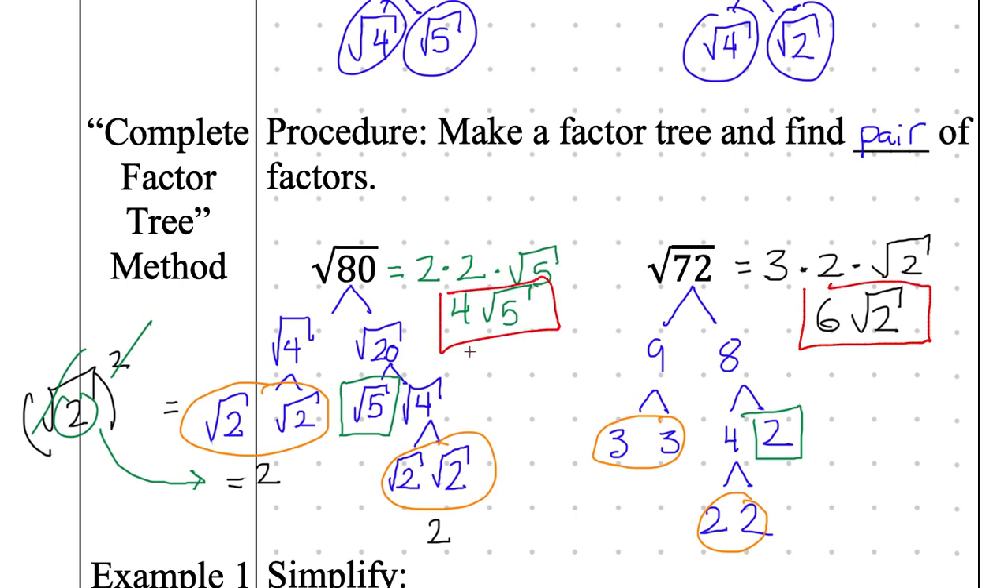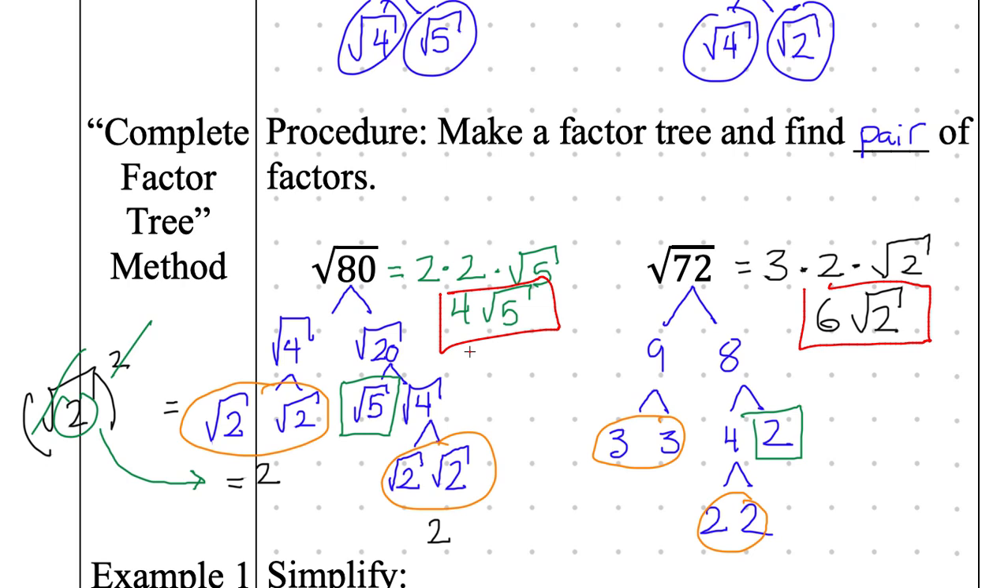The nice thing about the complete factor tree method, the second method, is if you don't know what perfect squares are, or you don't know when to stop, this will always work. So if you don't like memorizing your perfect squares, this is the method for you. If you want to be a little bit faster with your mathematics, you can come up here. So it's kind of a speed versus consistency thing, I suppose. You're going to choose whichever method that you want.